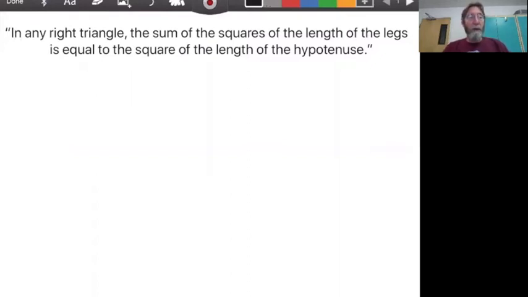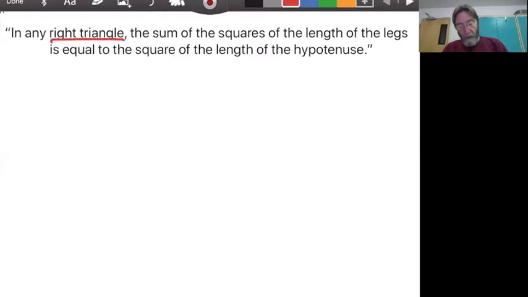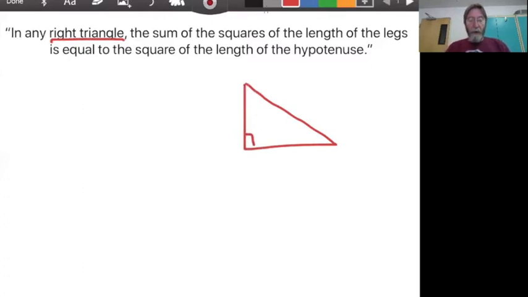So we start out with the opening line there. It states in any right triangle. So we got to know what a right triangle is. Well, that's a triangle where we have exactly one right angle. All right. It says the sum of the squares of the lengths of the legs. Well, we got to know what that all means.